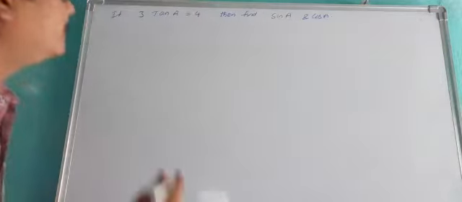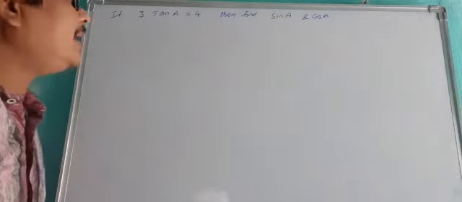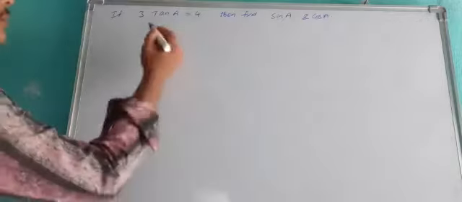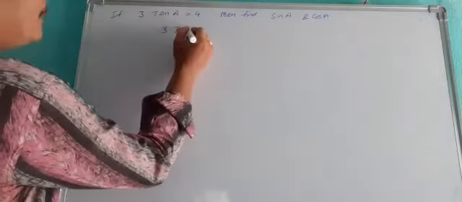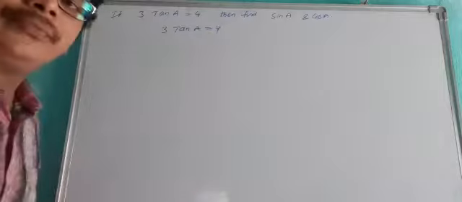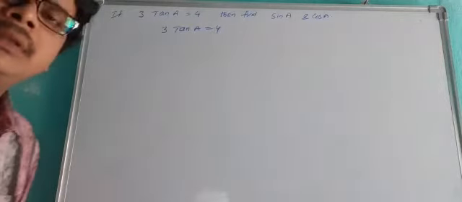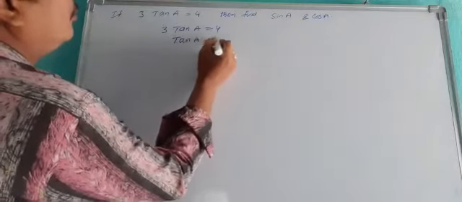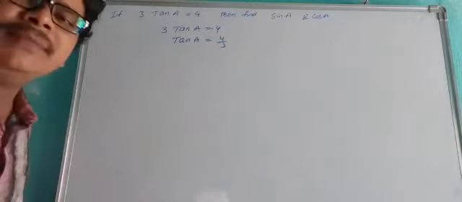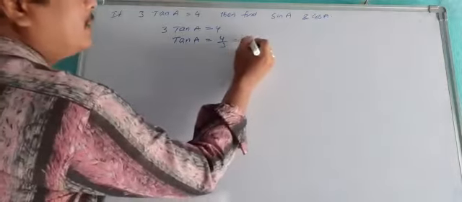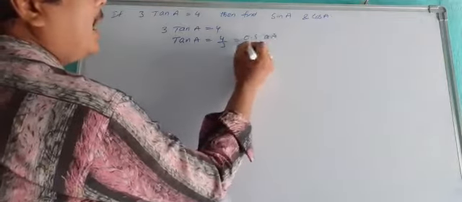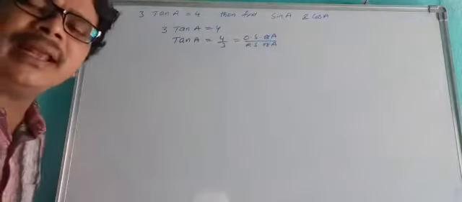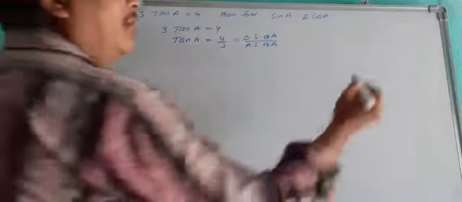Okay, next one. Different model. 3 tan A equal to 4. Find sin A and cos A. Okay. So 3 tan A is equal to 4. Tan A equal to 4 by 3. What is meant by tan A? Tan A means opposite side of A by adjacent side of A.